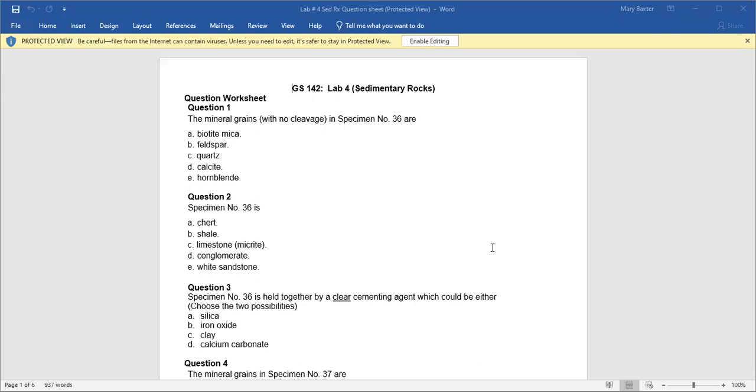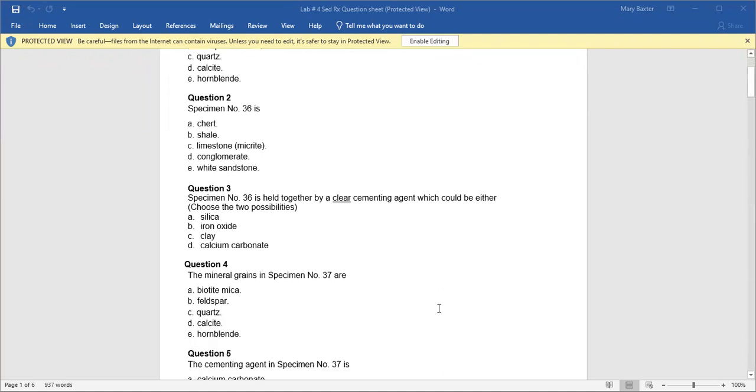one type. Okay. So what is specimen number 36? It's a sandstone. So what color is it? Okay. Specimen number 36 is held together by a clear cementing agent, which could be either, we tested it, so we know which one it is. But if you just saw it out in the field, collecting a specimen, and you didn't have an acid bottle with you, what are the two possibilities for what's holding it together that would be clear?